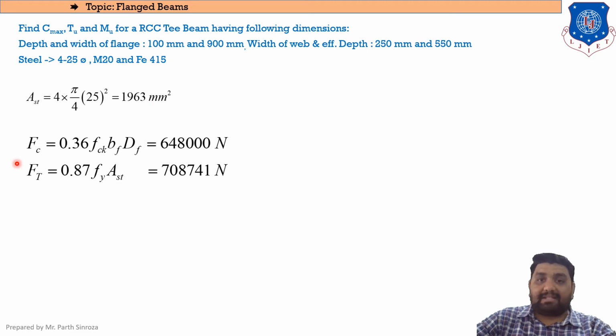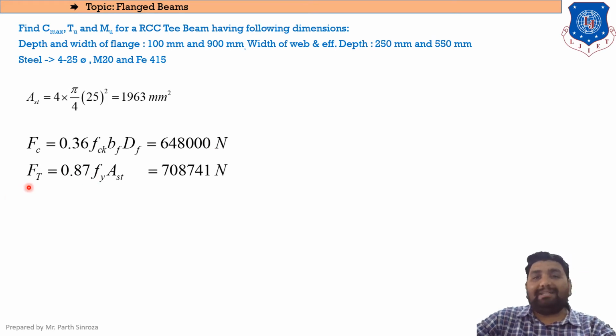So Fc, that is our compression force, is also the value of Cmax. Fc is 0.36 fck bf Df. Fck is the grade of concrete, or you can say the strength of concrete according to the grade. bf is the width of flange. Df is the depth of flange. All the parameters are given in the question, so solving everything, we get 648,000 Newton. This is the compression force that we are getting.